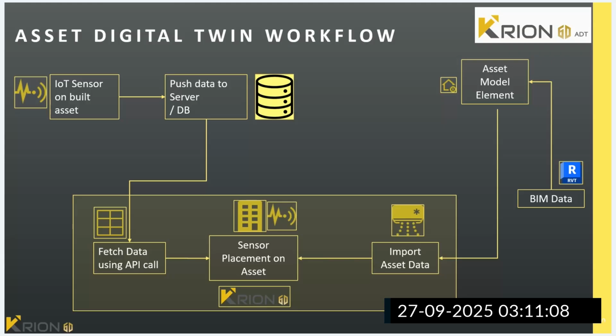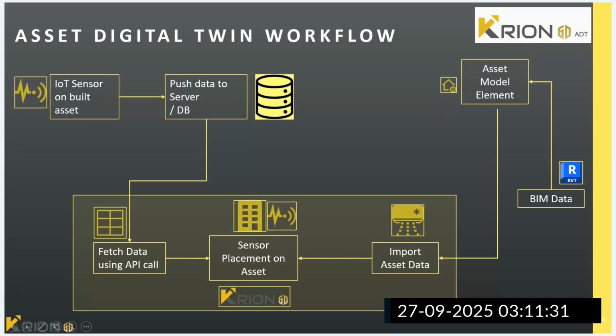And if you see on the right hand side, I have the BIM data. This BIM data can come from Revit, IFCs, NWDs, or any other file formats. We support more than 25, 30 plus file formats. And this data from the BIM also has asset information in it, what we call the asset information model.